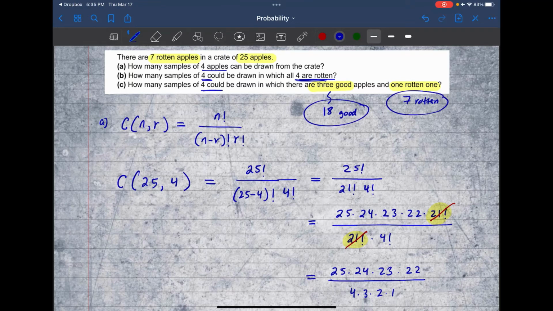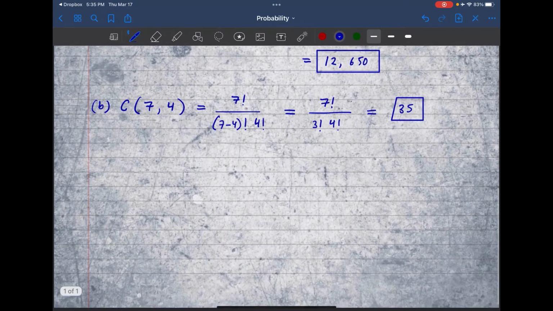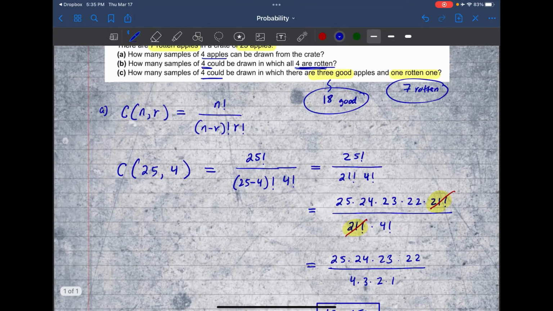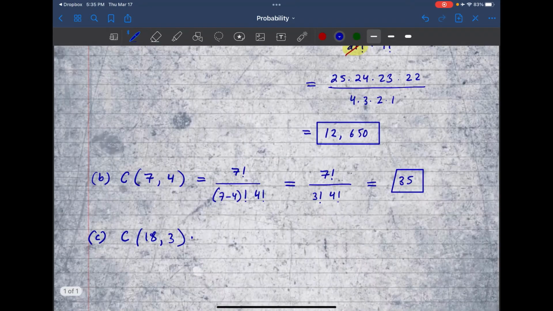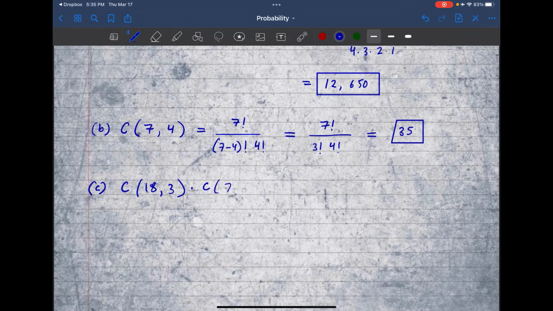So now we can set up our combinations formula. We're going to choose 3 good ones, so we will have the combinations of 18 choose 3 times. Now how many rotten? We're picking 1 of them, so that's 7. We're going to choose 1, combinations of 7 choose 1. So this is your choices for good apples, and this is your choices for rotten apples. And we're choosing 3 good, 1 rotten.